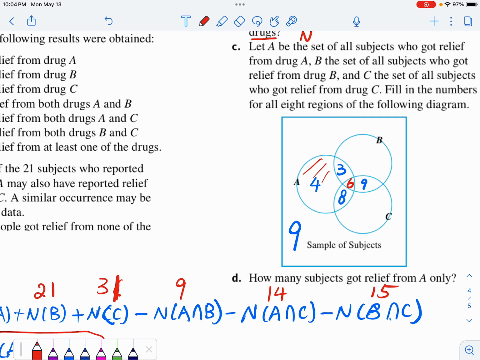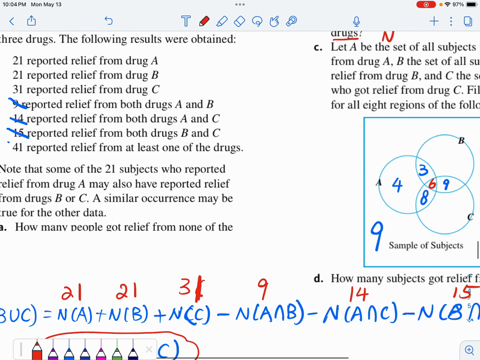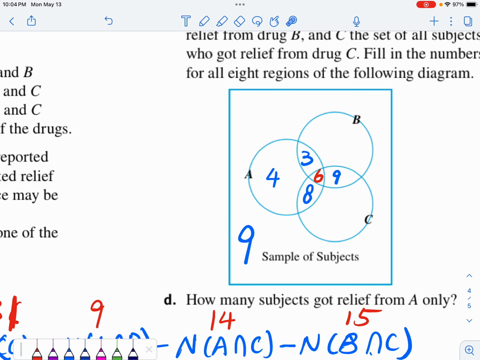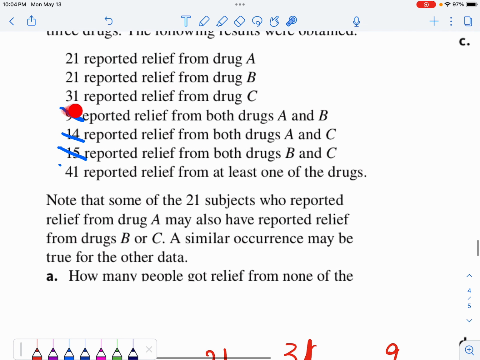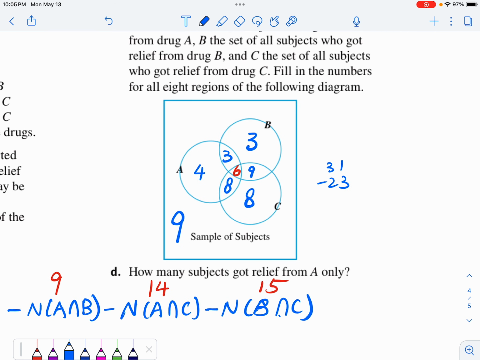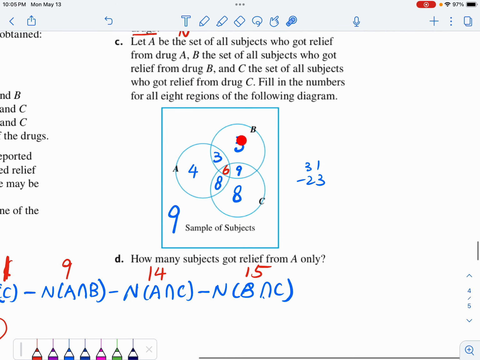Now let's work on B. 21 reported from B, so this whole circle is 21. We need to subtract these 3. So this is 18, and 21 minus 18 is going to be 3. Similarly, for the very last one, C, which is 31, this whole circle is 31. So 8 plus 6 is 14. 14 plus 9 is 23. 31 minus 23 is 8.